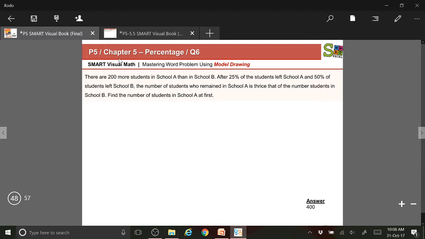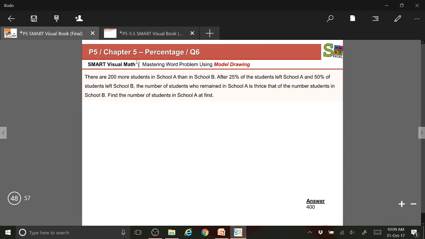Hi, this is P5, Chapter 5, Percentage, Question 6. There are 200 more students in School A than School B. After 25% of the students left School A and 50% of students left School B, the number of students who remain in School A is thrice that of the number of students in School B. Find the number of students in School A at first.